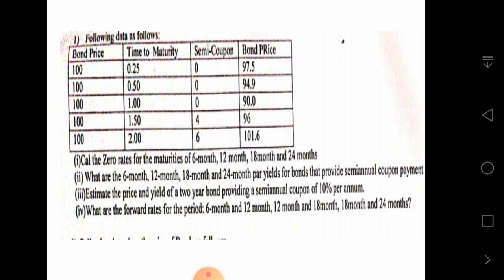Okay, the 2 years bond, if you buy, there is a coupon rate and the coupon rate is 6. For every 6 months it would be giving you 6 rupees. Fine, but the market price of such a bond is 101.6, whereas the face value is the same for all the different maturities. Fine, this is about the information in the table.